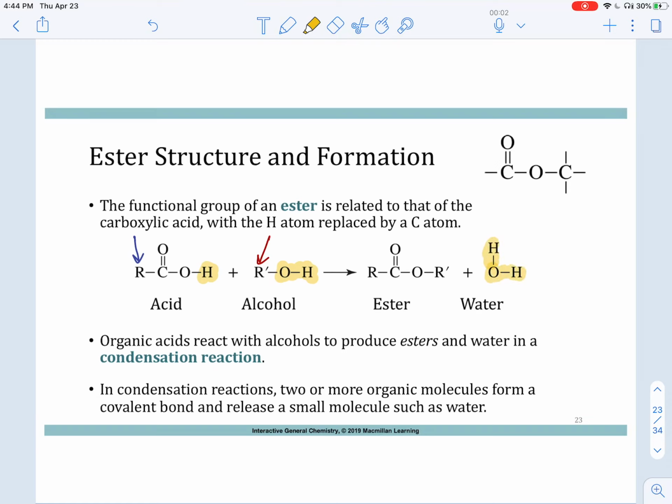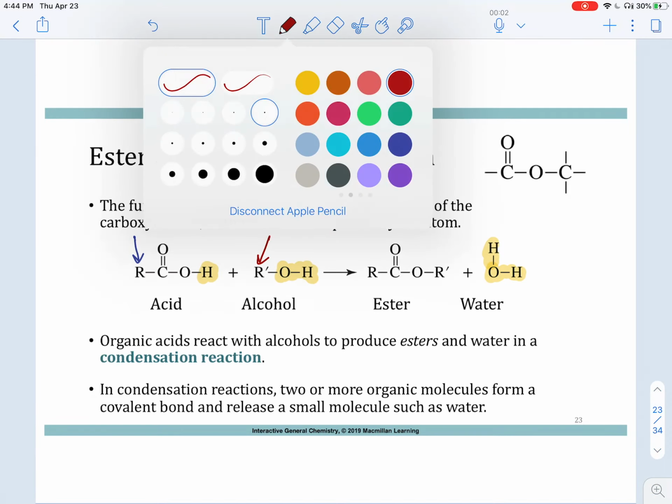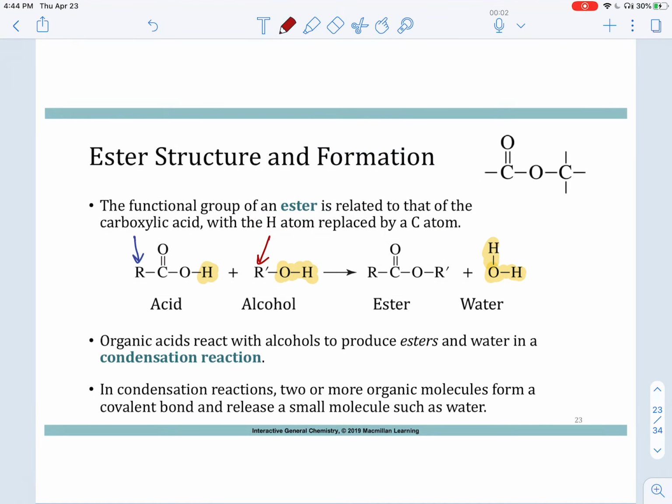So what we're doing here, this is a condensation reaction. We are condensing. Condensation means, think of water vapor going to liquid. Condensing. It's kind of where they got that from. So we're condensing these two structures into an ester and water, and we're getting water as a byproduct.